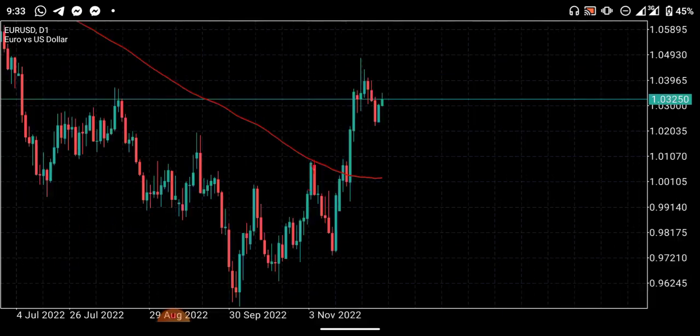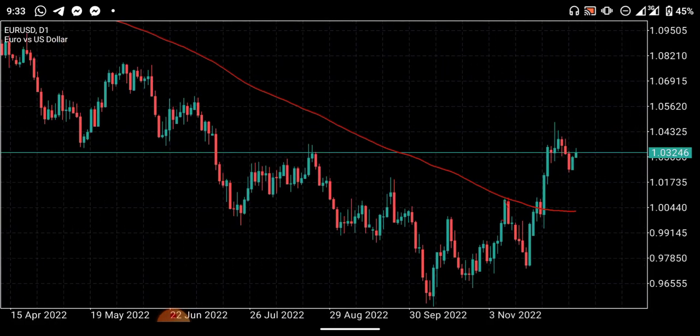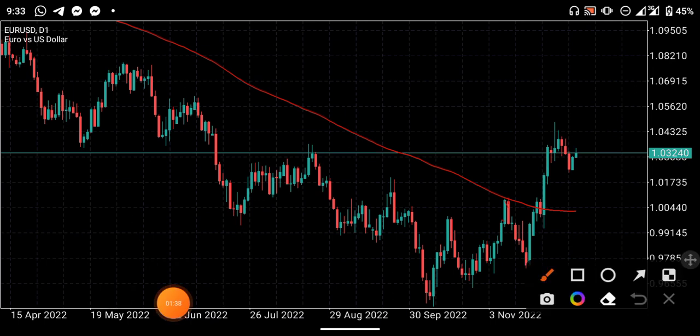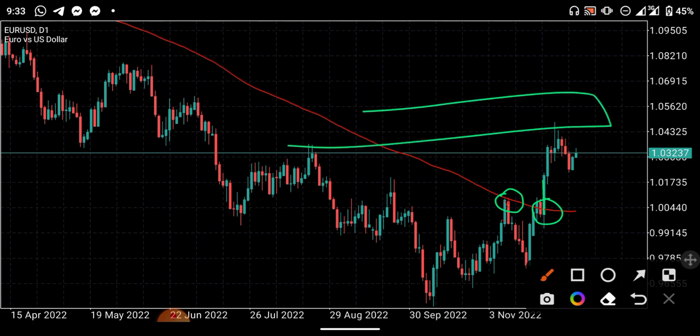Now, if you look at Euro USD, you see that it has been in its all-time low. It has been coming downwards because my moving average is above the candles. You can see there was a break of structure that took place here. You see, there was a break of structure here, but maybe there was another block here that started pushing the markets down.